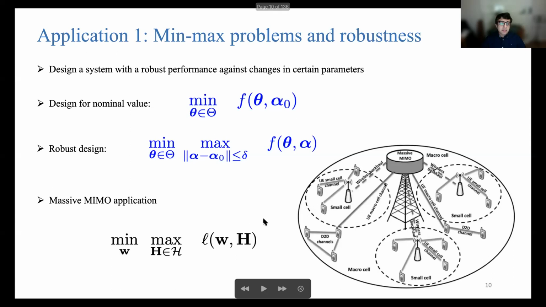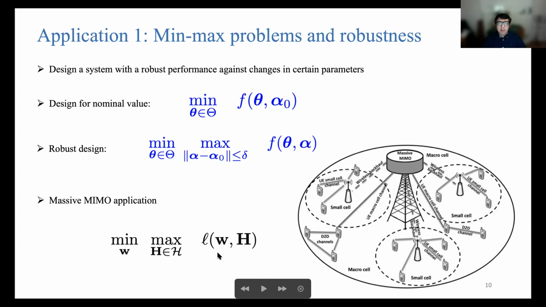An example of it is massive MIMO applications, where you are designing, for example, the transmission strategy, or what beamforming strategy you need to use, or in other words, how much power you want to transmit on each signal, but your power depends on the channel. So H here is a channel, so people are moving, the entire system is changing, so the channel is uncertain. So we go after the robust design.